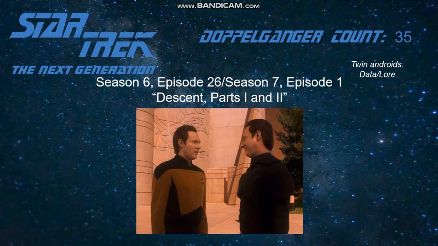Season 6, Episode 26, and Season 7, Episode 1, Descent, Parts 1 and 2. To date, the last appearance of Data's evil brother Lore in the franchise. Even though they do not impersonate each other in this episode, I included it for the sake of thoroughness.